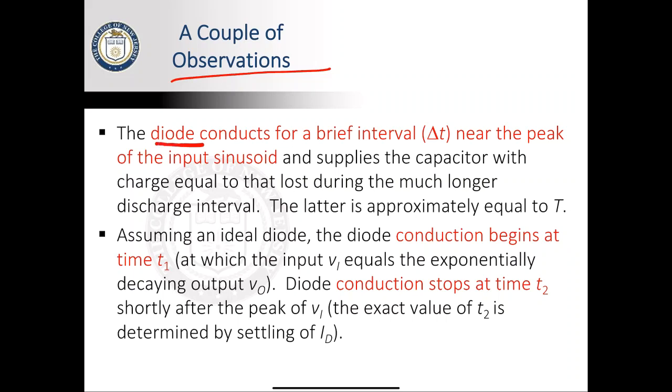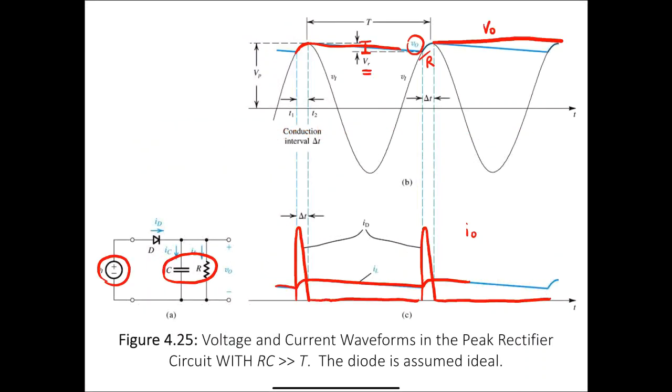So a couple of observations here. We already saw that the diode conducts for a brief interval near the peak of the input sinusoid, and supplies the capacitor with charge equal to that lost during the much longer discharge interval. The latter is approximately equal to T. What that means is that the discharge interval is almost equal to the period, right? This is very small right here, and this is very long and really almost equal to the whole period, where the whole period would technically be from here to here.